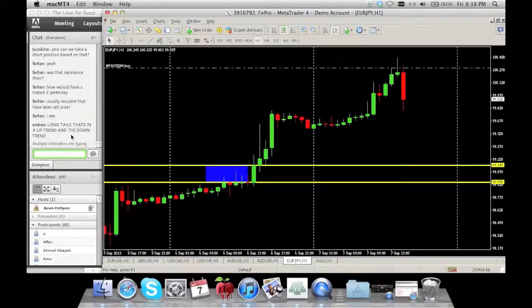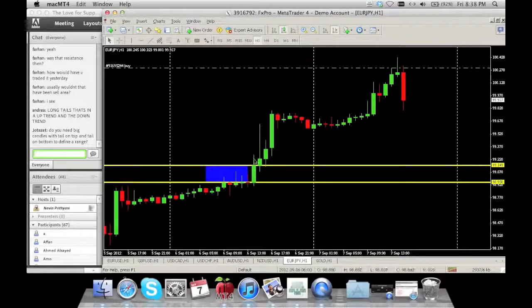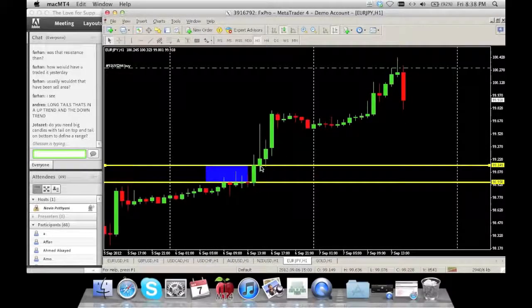Okay, Andrea, long tails that is in an uptrend and downtrend. When you have a tail going up and a tail going down, right where the tail starts for up and down, you draw a line there. And then that gives you an indication. Please check the past to see if it has significance.